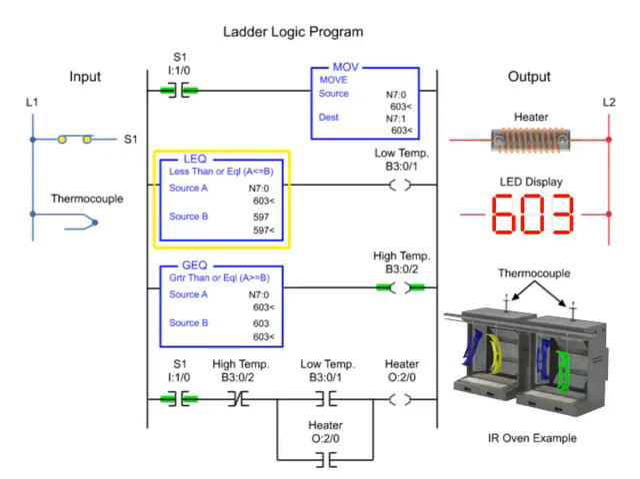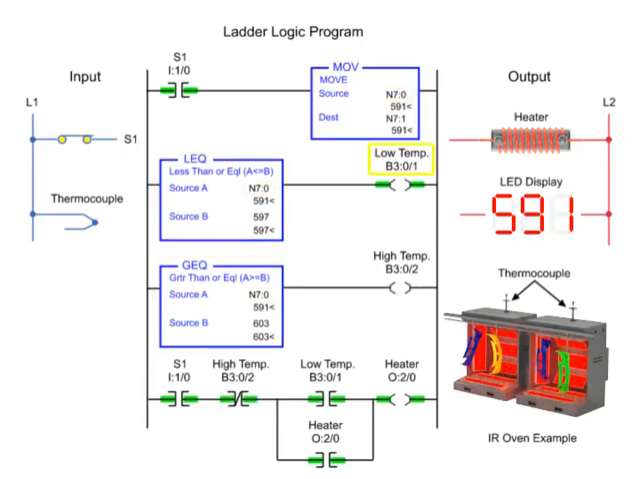Using the less than or equal to and greater than or equal to instructions addressed to the same integer file, the source values of A and B are compared to control the heater. With source A less than source B of the less than or equal to instruction, the low temp and heater outputs are enabled. The heater remains on as long as the low temp output is true and the high temp output is false.